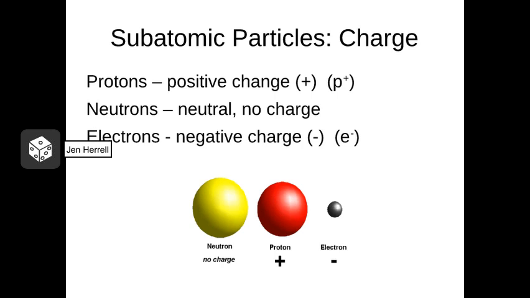Next, let's discuss the charges that can be found on these subatomic particles. Protons have a positive charge. Oftentimes they are represented with a lowercase p with a plus sign as a superscript next to it. Now, when you hear the word neutron, you might think negative charge, but really you should think neutron is neutral because neutrons don't have a charge. Electrons are actually the particle that have the negative charge, and so they are often represented with a lowercase e and with a little superscript negative symbol.